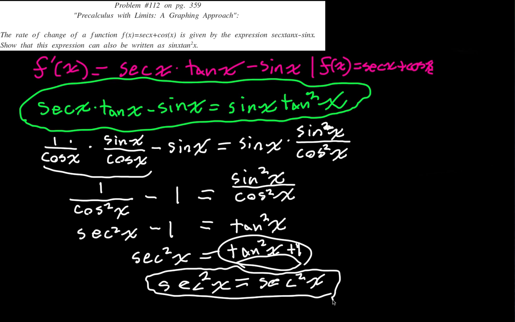So we have shown that the expression secant of x times the tangent of x minus the sine of x can also be written as sine of x times tangent squared of x. That's up from the problem that we were given right here. So right here and right here, these two can be written to represent the same value. As we have shown, the two expressions are equivalent.